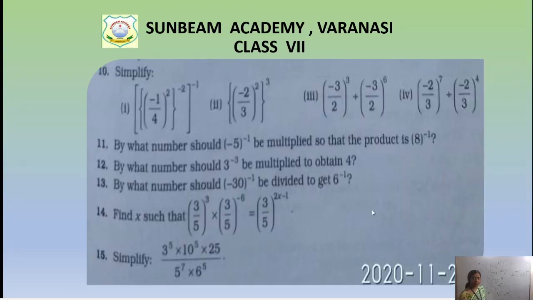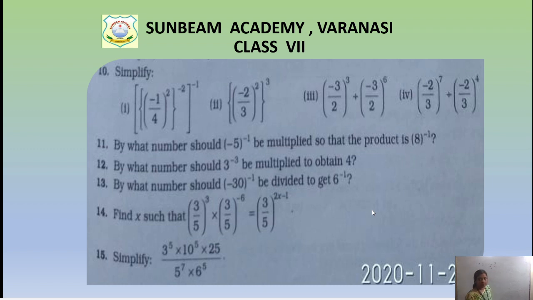See the next question, third part. Write down the third part. Question number 10, third part. This you have to simplify. जब तक आप simplify कर सकते हो. Simplify it. Now minus 3 by 2 to the power 3.